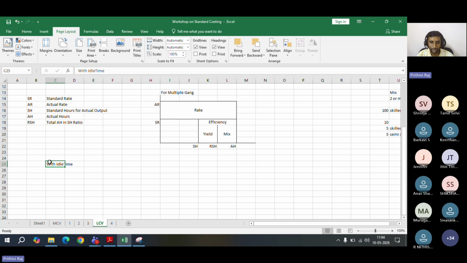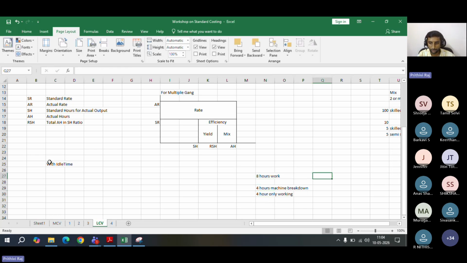Why do we have to calculate the idle time? I will tell you with an example. For example, there is 8 hours of work. Just put the numbers over here. For easy purposes, take it as a single day calculation. In 8 hours of work, 4 hours is machine breakdown. The balance 4 hours only you are working.